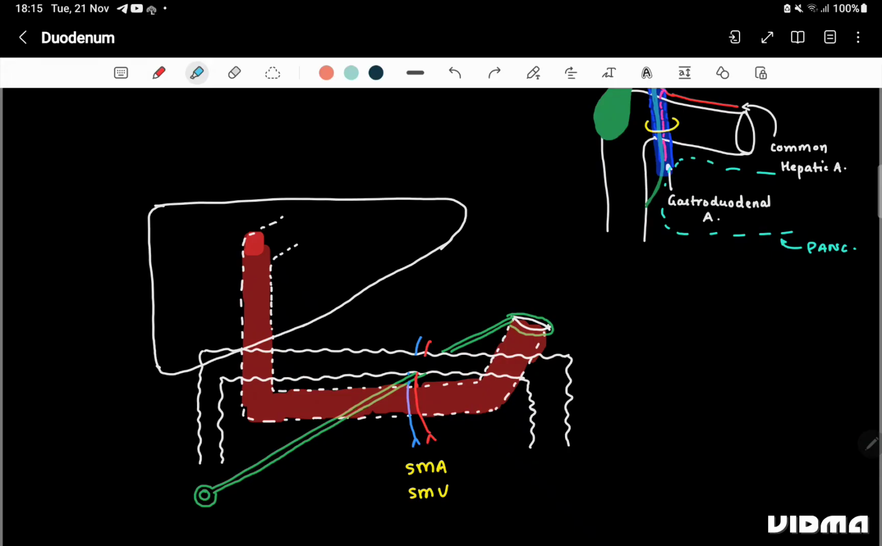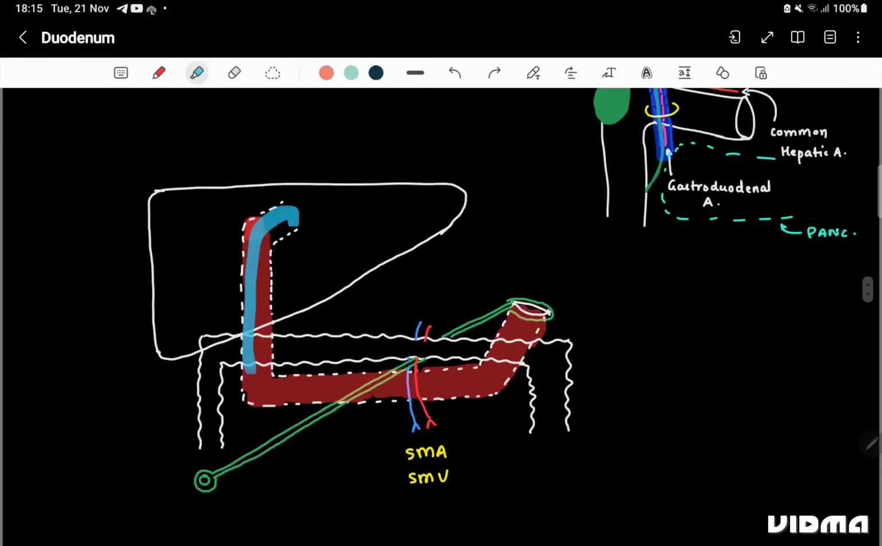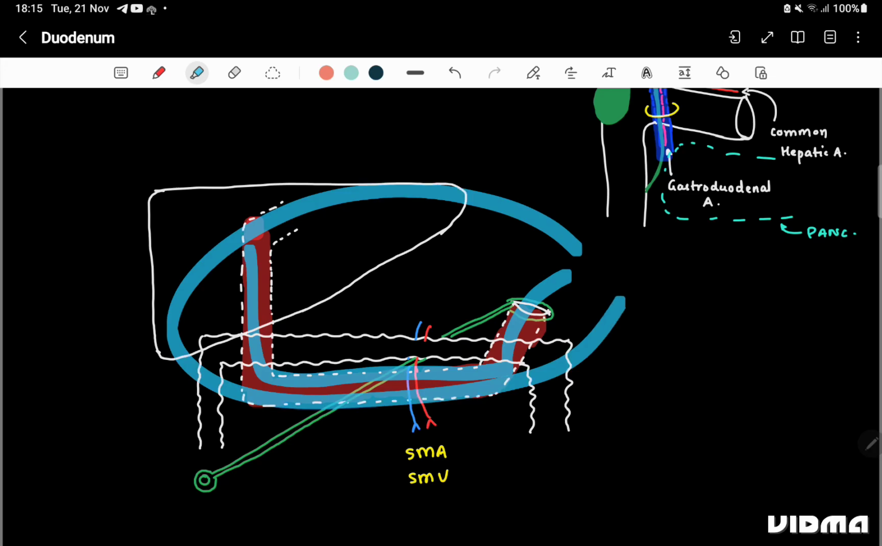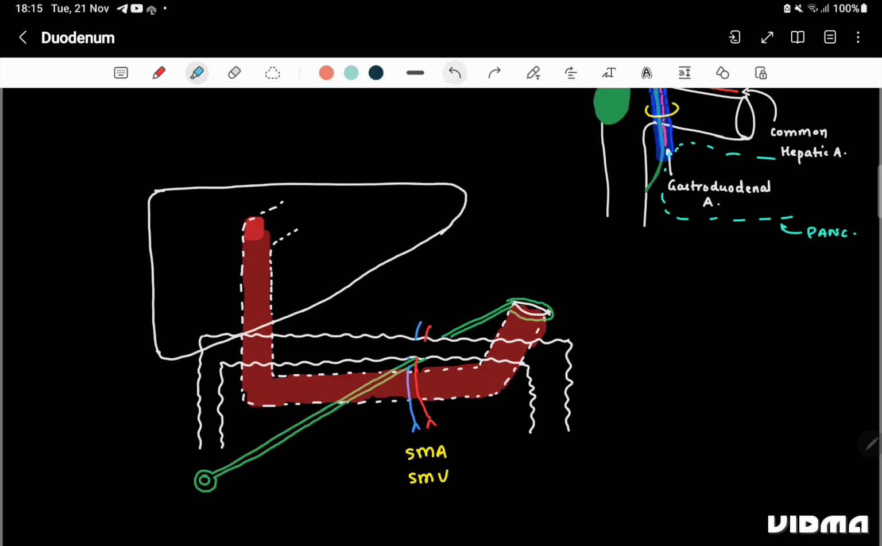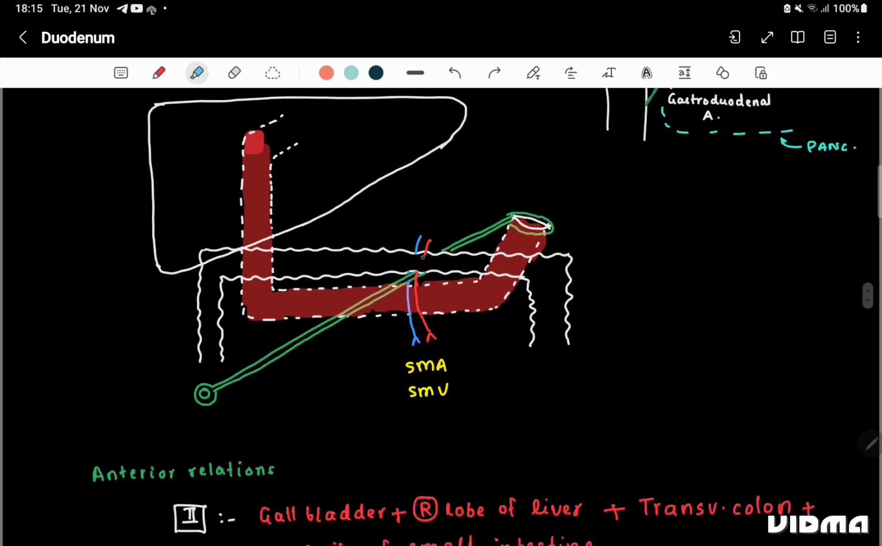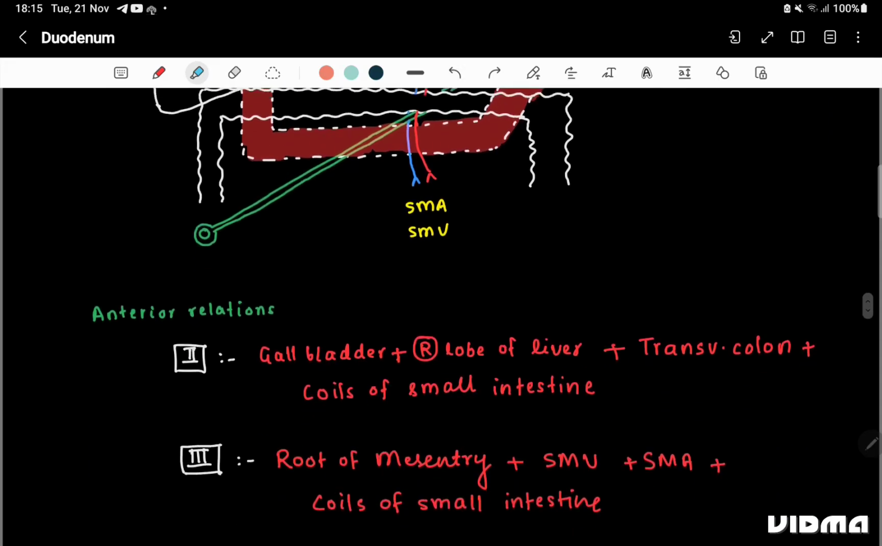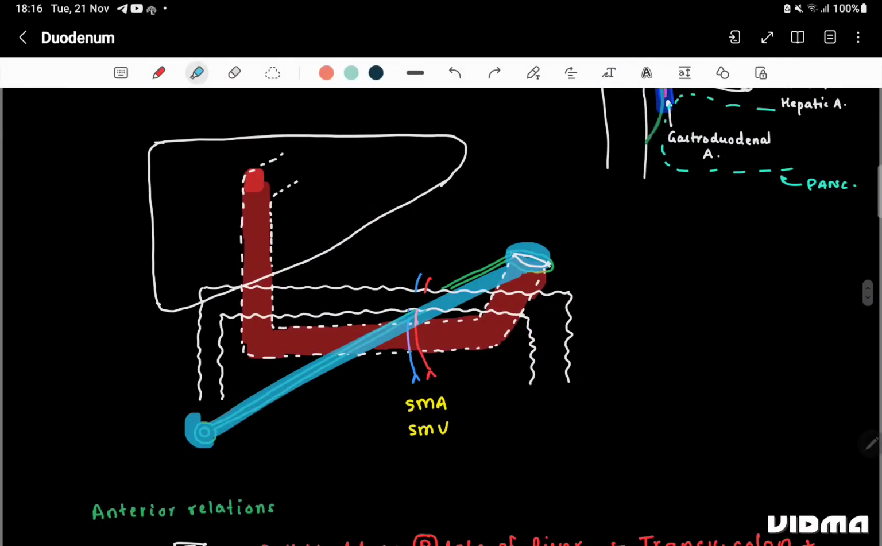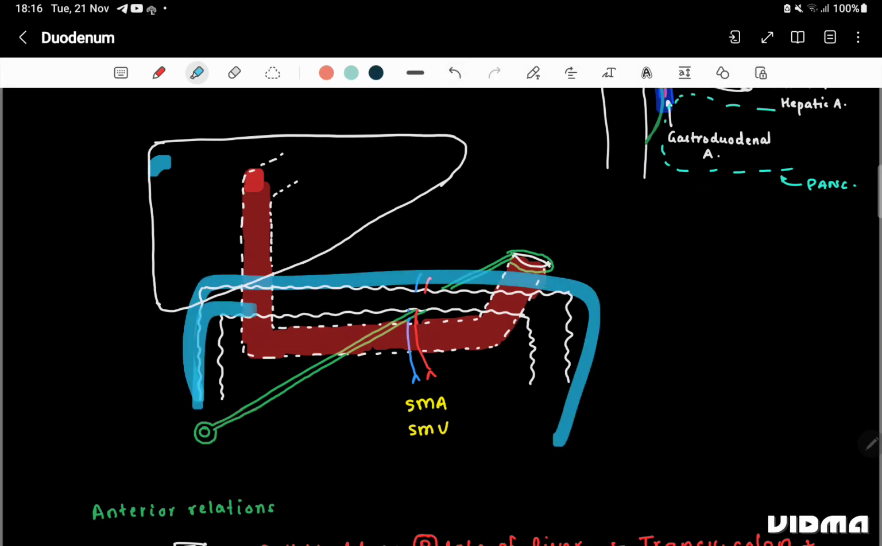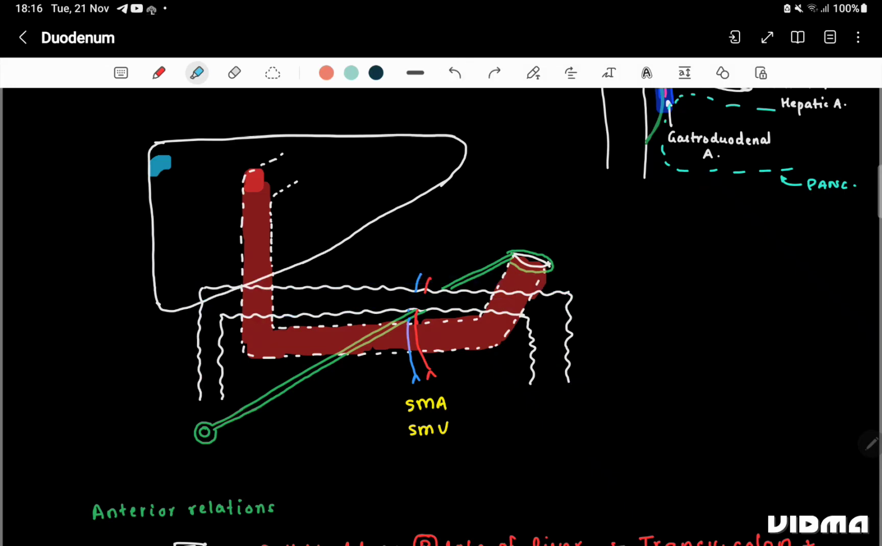Talking about the anterior relations of the duodenum, we have made the duodenum, the second part, third part and fourth part, in dotted lines. Then we have made all the organs like this: the superior mesenteric artery and vein, and the root of mesentery. Understood? This is our transverse mesocolon. The root of mesentery is passing like this, and the SMA and SMV, then the liver, and we have the colon, the splenic flexure and the hepatic flexure of the colon.